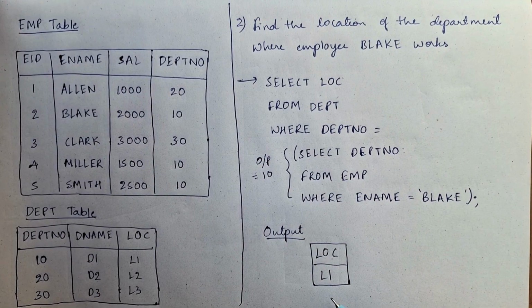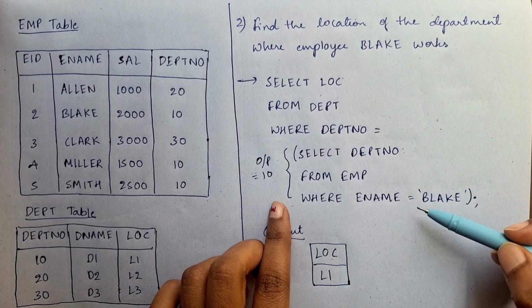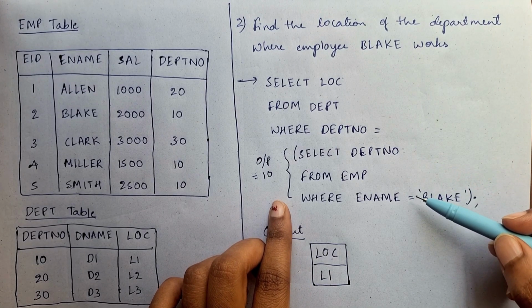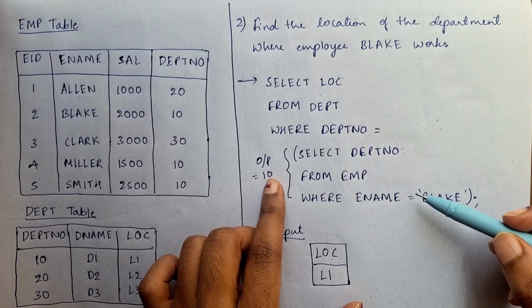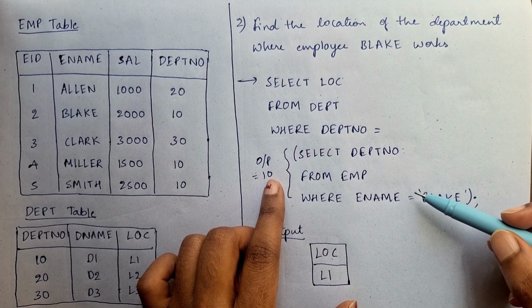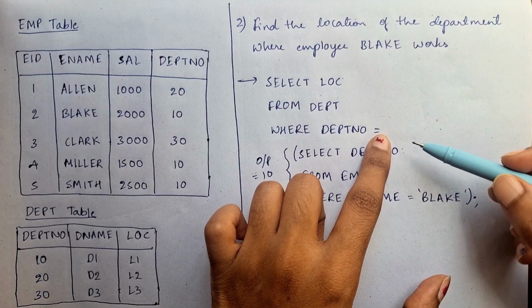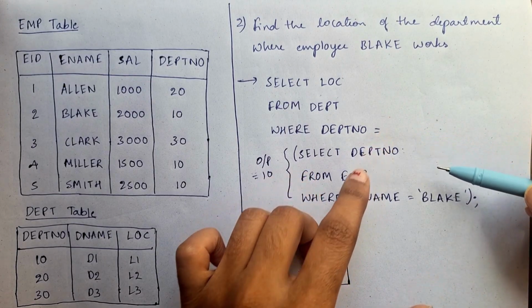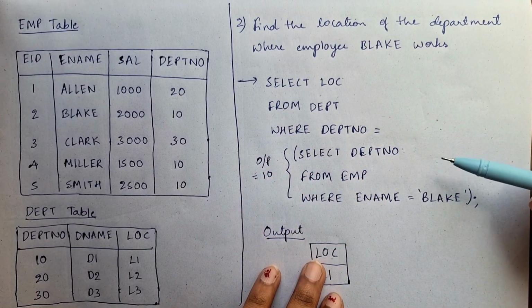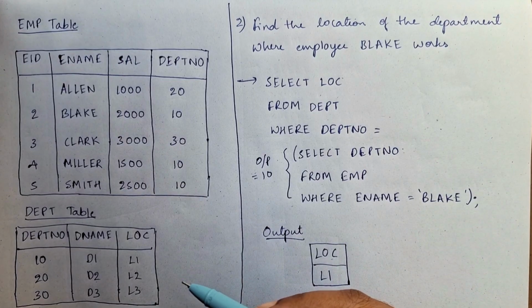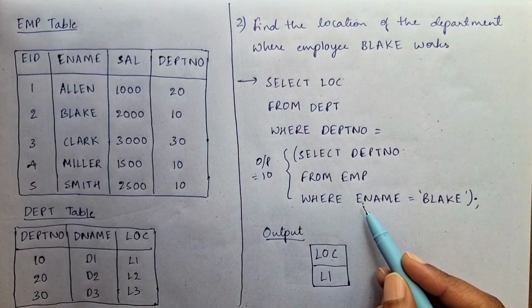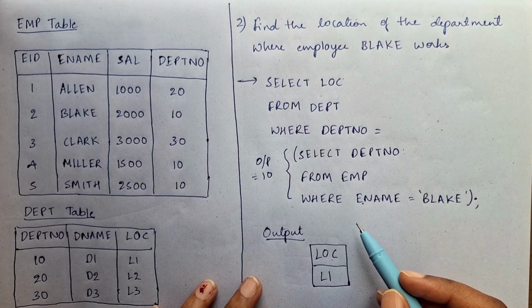This is again a single row subquery because the inner query returns only one value, which is department number equals 10. Since it returns a single value, we can safely use the equal operator in the outer query. So this is another simple example of how a single row subquery helps us retrieve data from related tables step by step. Okay guys, that's all for today's video.